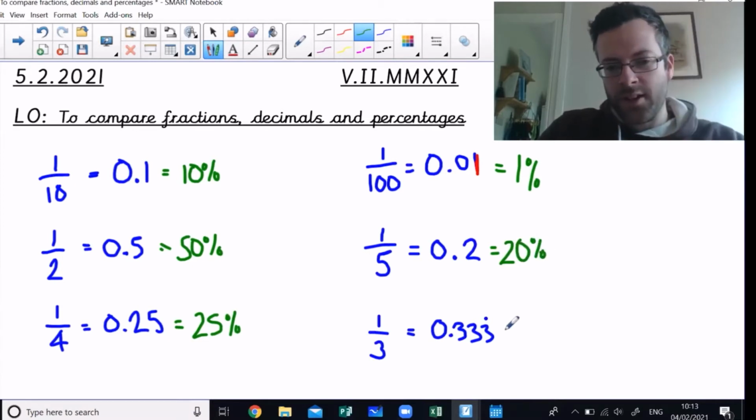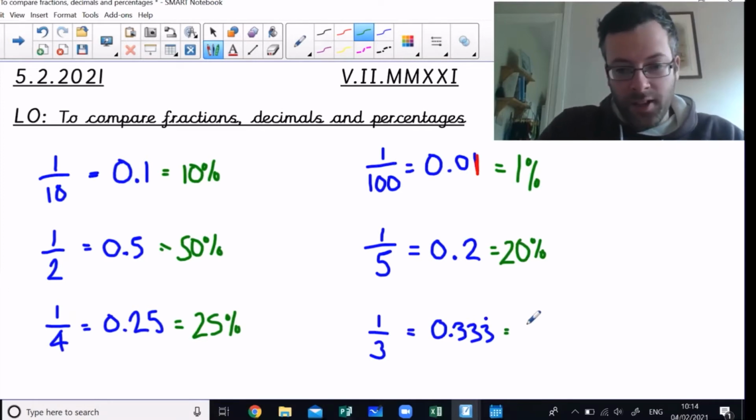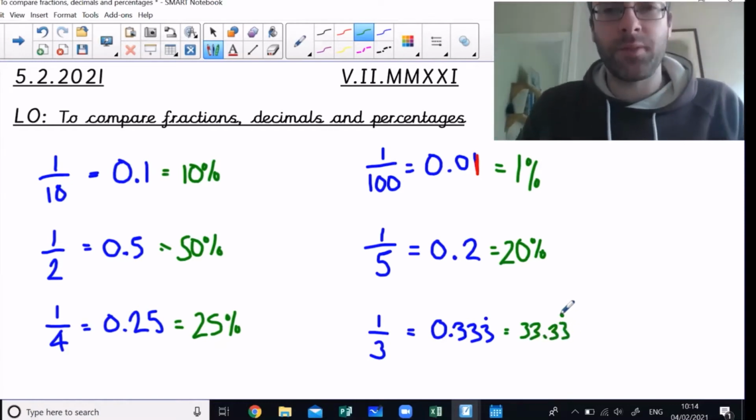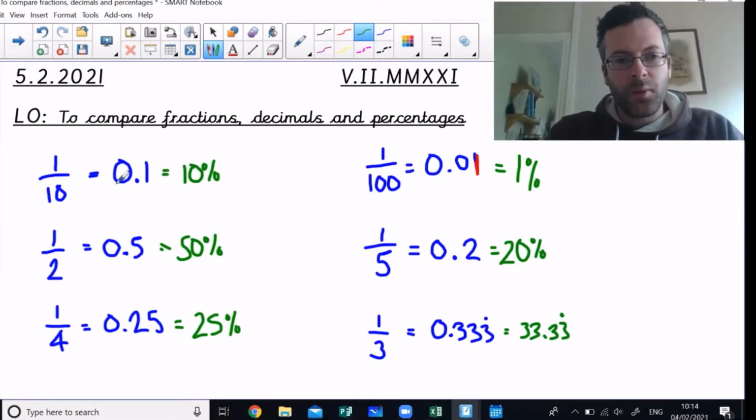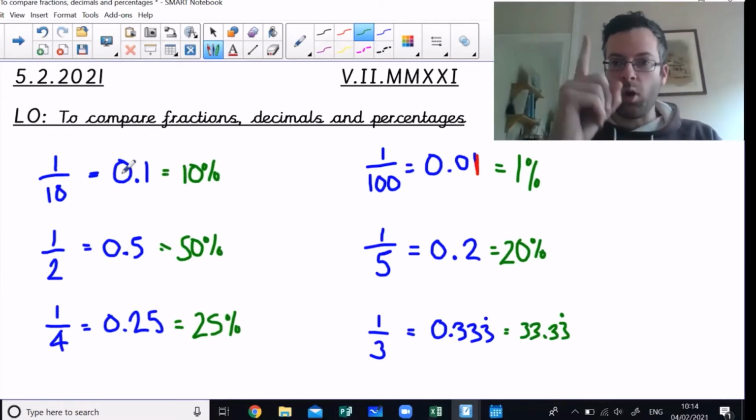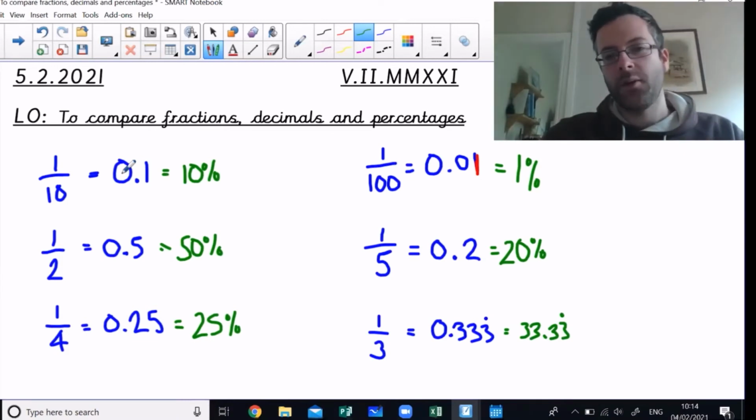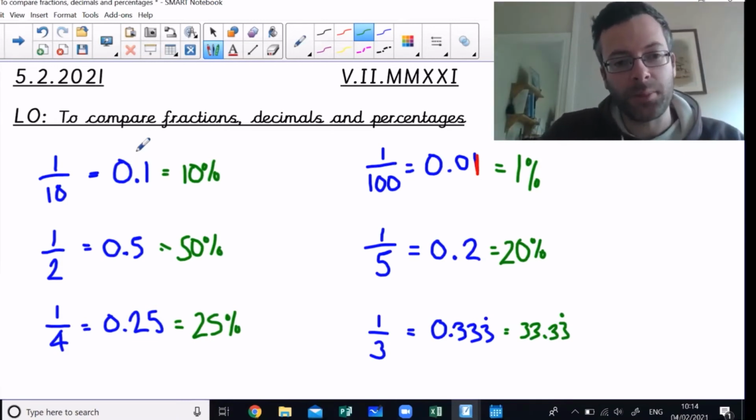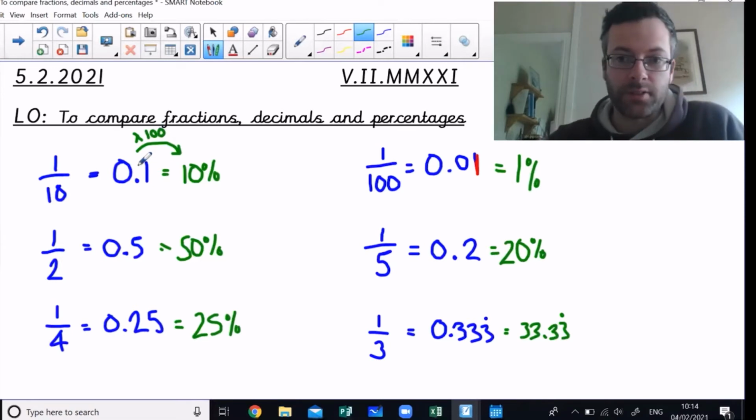And then this one, 1/3, if I split 100 into 3 parts, I can't actually do it equally, and what I'm left with is 33.33, and that goes on forever. Now, hopefully you will have noticed there's a pattern here. When we're doing decimals, we're splitting 1 into different parts. When we're doing percentages, we're splitting 100 into different parts. So what we always find is that the percentage is always 100 times bigger than the decimal equivalent.